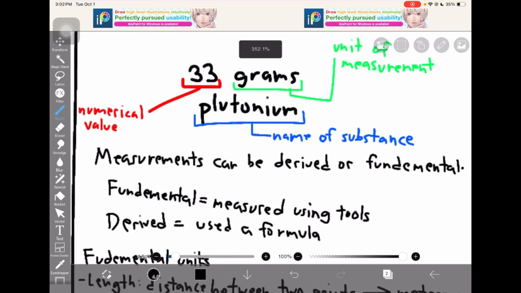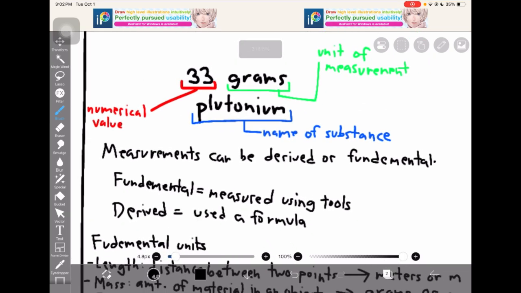Measurements can always be derived or fundamental. Fundamental is used by measuring tools such as multimeters, rulers, tape measures, graduated cylinders, any lab equipment. Triple beam balance, we can count that as well. Derived uses a formula such as the Pythagorean theorem for area or length times width times height for volume.